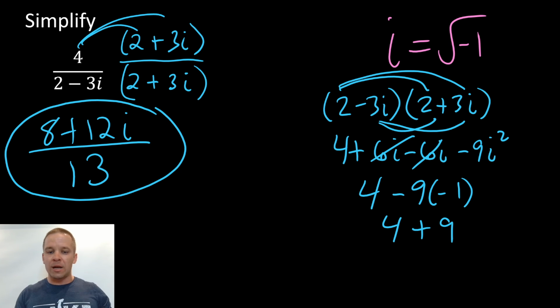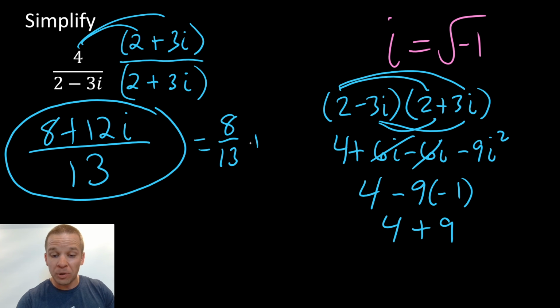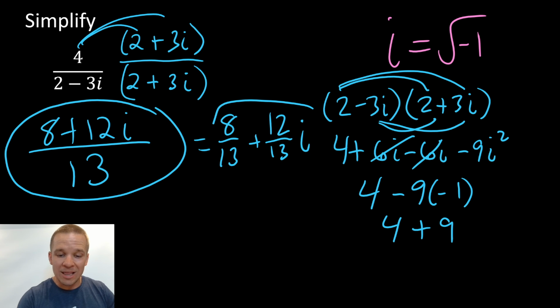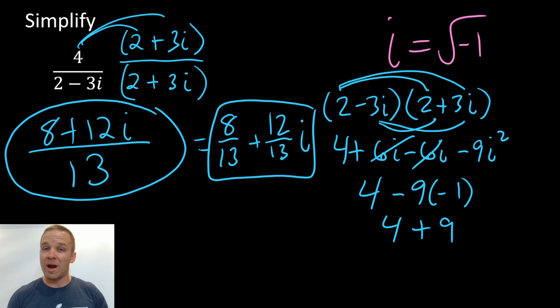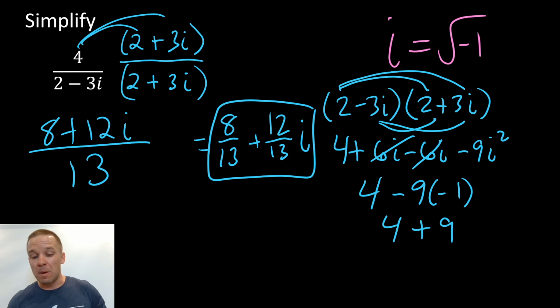That's it. We're done. Some will like it written like this: 8 over 13 plus 12 over 13i. That is probably a more official way of writing it because it's a plus bi. So maybe we'll make that our final answer. All right, but many will also accept 8 plus 12i over 13.